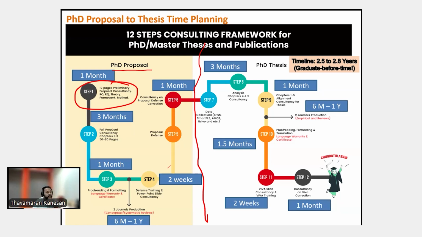So before you go and start your chapters 1 to 3, you can get a sort of approval from your supervisor on whether you are on the right track or not. That is very helpful for you in the long term, because you don't want to write these chapters 1 to 3, 50 to 80 pages directly, and then get scrapped later. Okay, you don't want that. I've seen that many times. That is why I always encourage students to start with a 10 pages proposal.